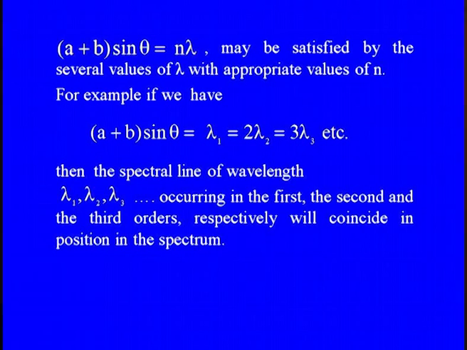For example, if you have (a + b) sin theta = lambda 1 = 2 times lambda 2 = 3 times lambda 3, and so on, then the spectral lines of wavelengths lambda 1, lambda 2, lambda 3, and so on, occurring in the first, the second and the third orders respectively, will coincide in position in the spectrum, that is, they will overlap.